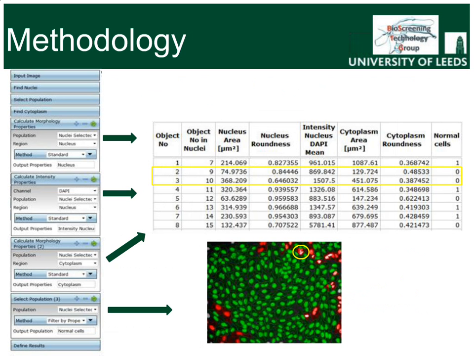Thus, normal cells could be distinguished in Columbus, as highlighted in green, from abnormal cells in red, using the select population algorithm with the cutoffs manually inputted. A pair of abnormal cells have been circled in yellow to show detection by reduced nuclear area, object 2 in the table, or by increased nuclear DAPI intensity, object 3 in the table.